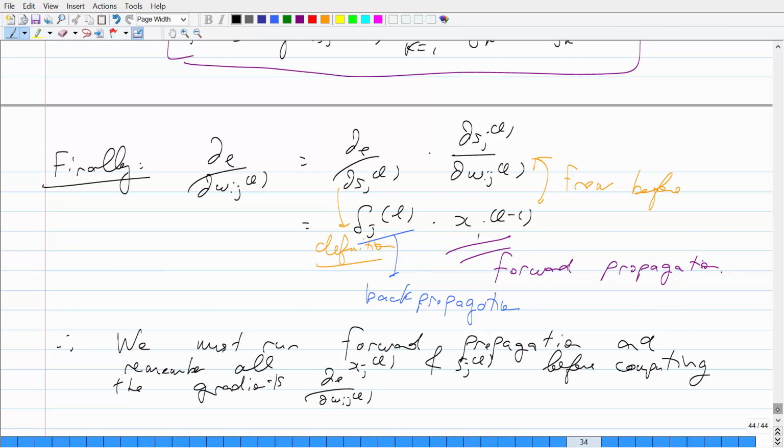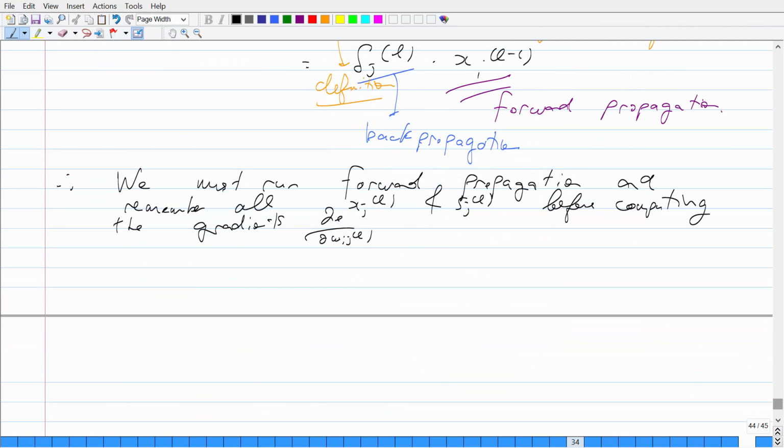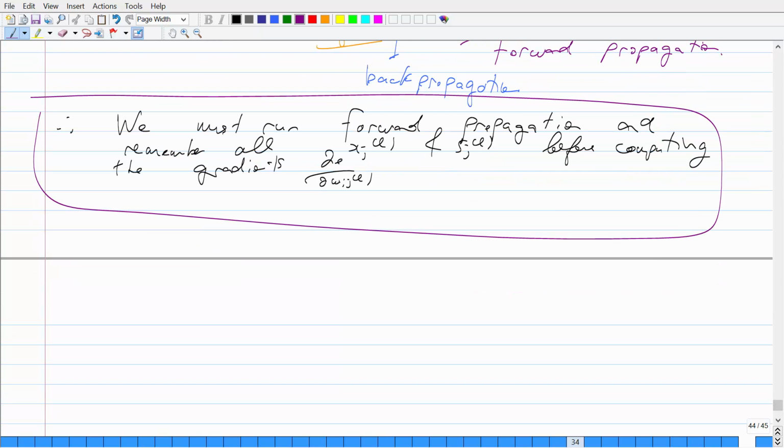It looks like it's a bit of work, but it's actually much more computationally saving than trying to do batch gradient descent. Okay, so here's the actual final algorithm. Here we go. So this is the backpropagation algorithm.